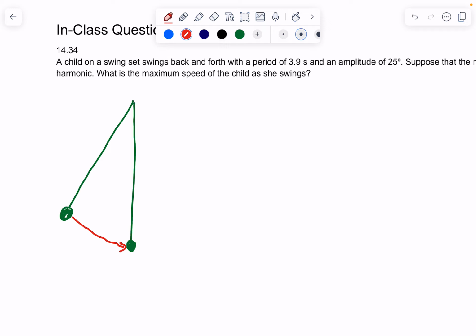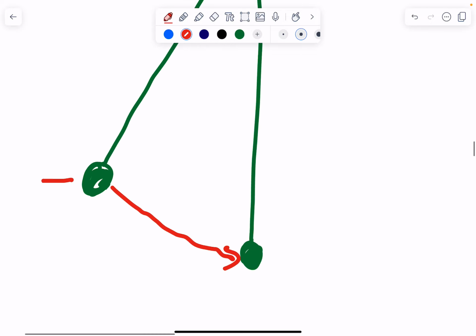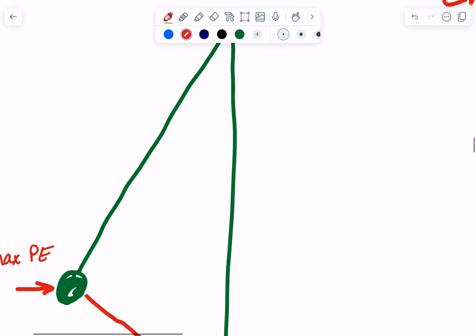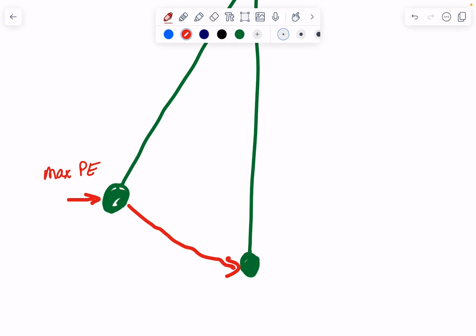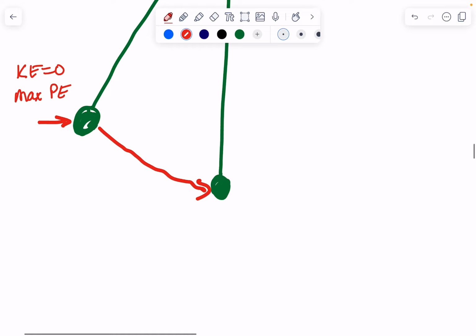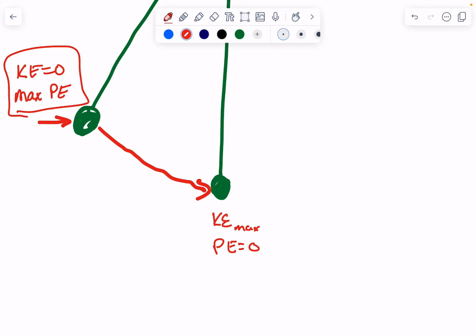Now, if you think about it, this actually is an energy problem. So if you are at this point, let's zoom in right here. You have what I'm going to call the max potential energy at the very top of the arc, right? And we know the angle is, I believe, 25 degrees. And if you've got max potential energy, the kinetic energy is zero. And when you're at the bottom, the kinetic energy is at a max, and the potential energy equals zero. So if I can find the total potential energy, that's going to equal the kinetic energy at the bottom.